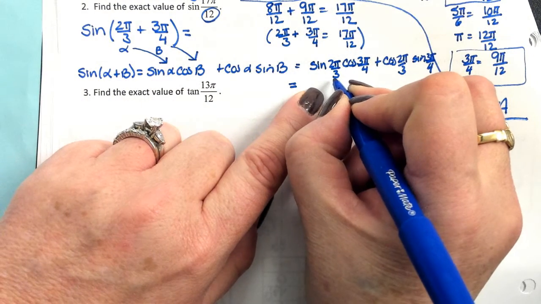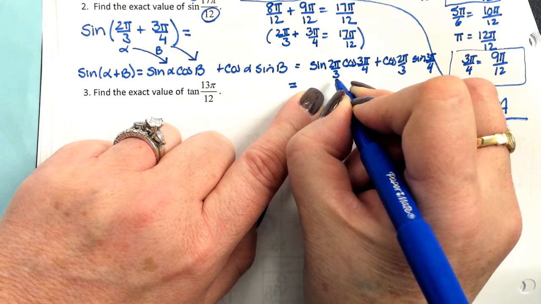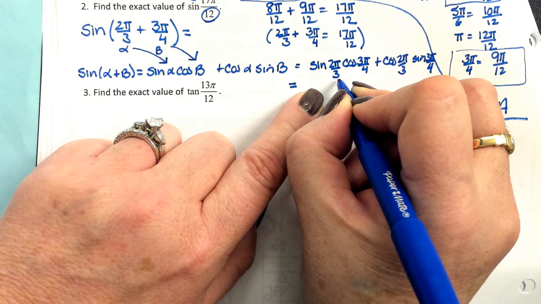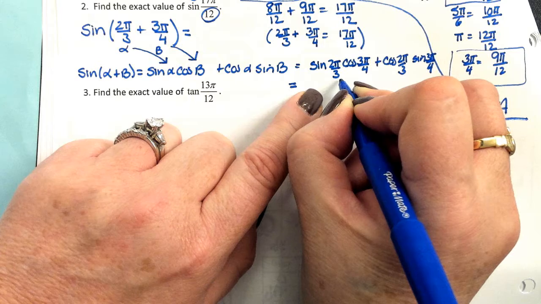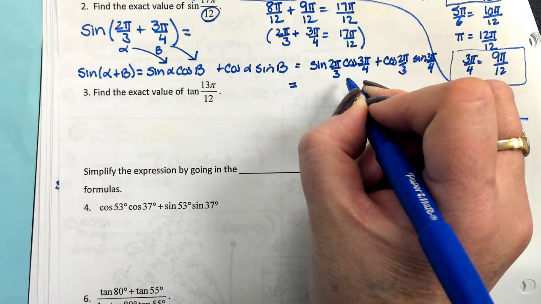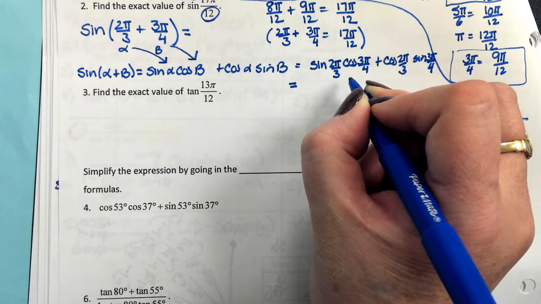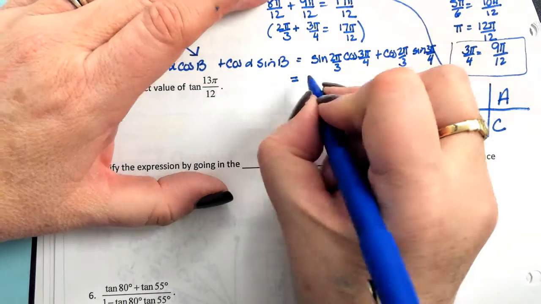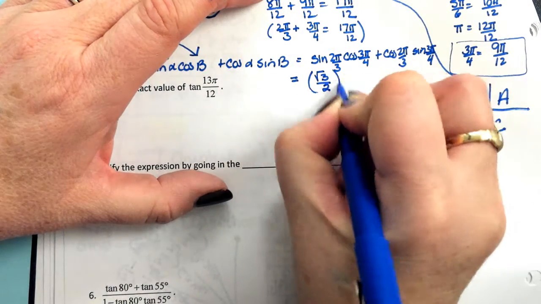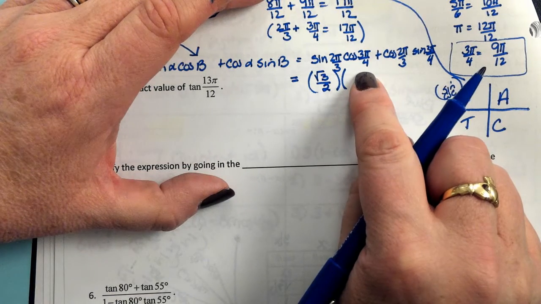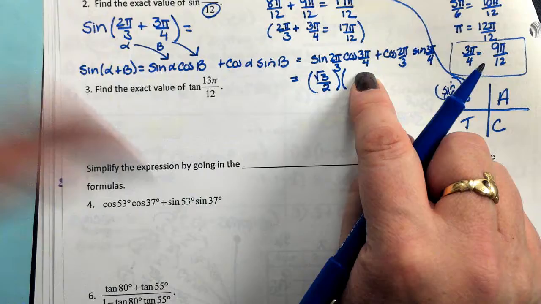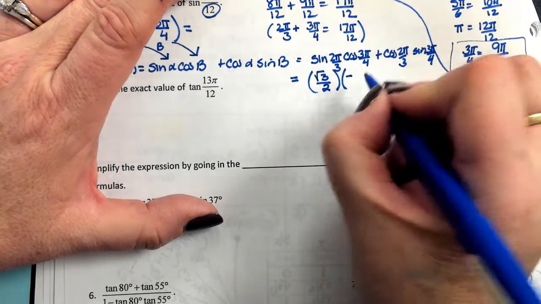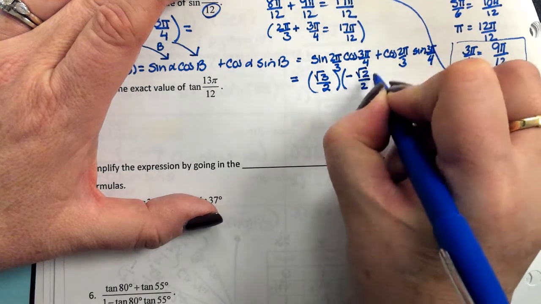So what is the sine of 2 pi over 3? I know it's going to be positive, but at 2 pi over 3, what is the sine value? It can't be negative because sine's positive. But what's the value going to be? Is it 1/2, square root 3 over 2, is it 1? What is it from the unit circle? Square root 3 over 2. Times, now it's the cosine. In quadrant 2, cosine is positive or negative? Negative. And what's the cosine of 3 pi over 4? Negative square root 2 over 2.